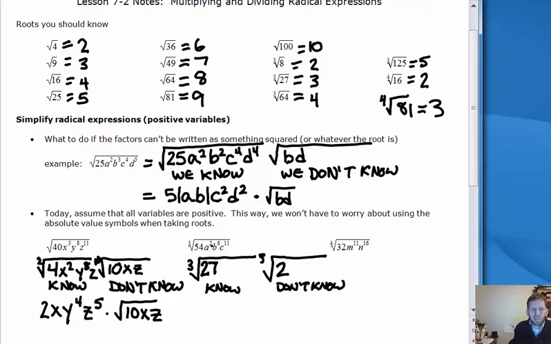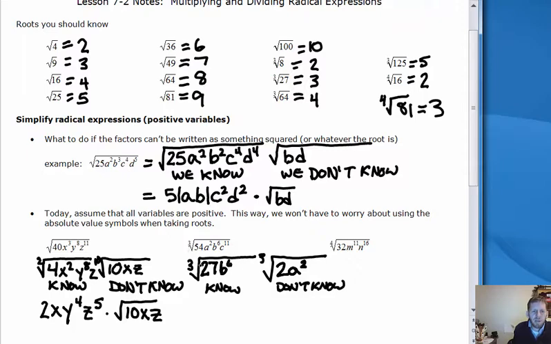A squared is not something I can cube root. There's nothing that I can multiply 3 times that would give me a squared. So we're going to put this here in the don't know section. B to the 6th, I can cube root because, again, you can divide 6 by 3. So think of these exponents: are they divisible by 3? If so, we'll put them in the know section.